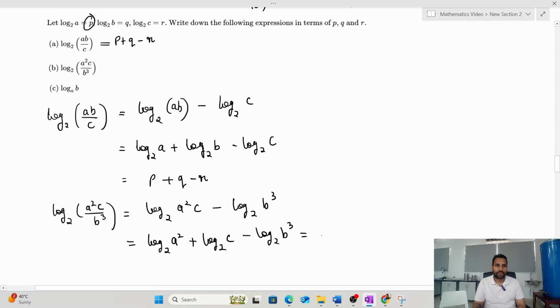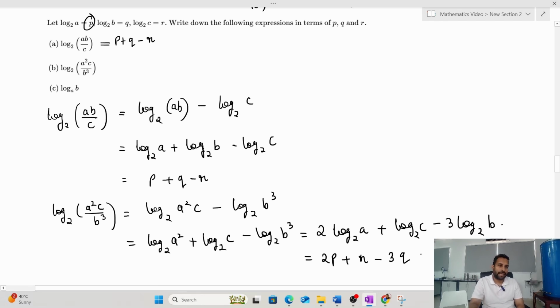log base 2 a square can be written as 2 log base 2 a plus log base 2 c, and this 3 can go out. So this is 3 log base 2 b. So this is 2 times p plus r minus 3 times q. So this is your answer.